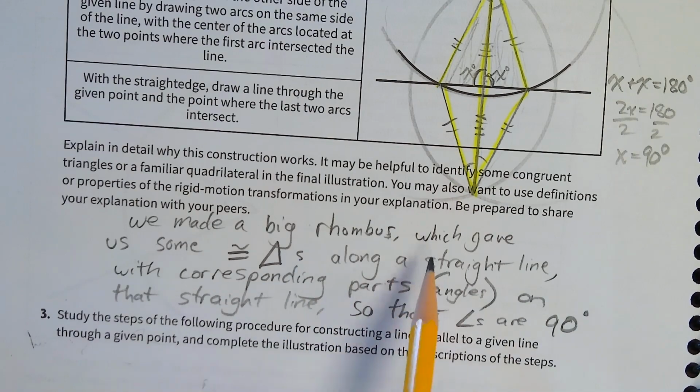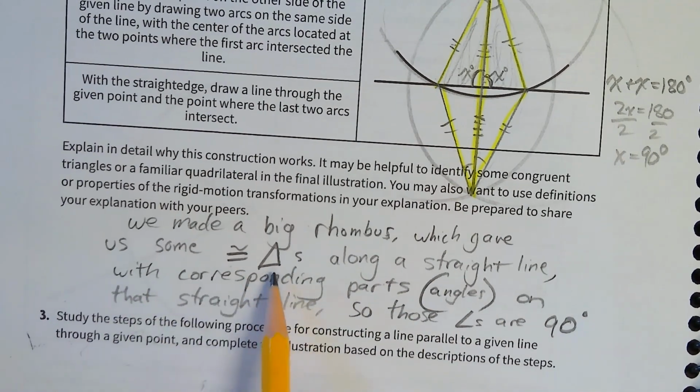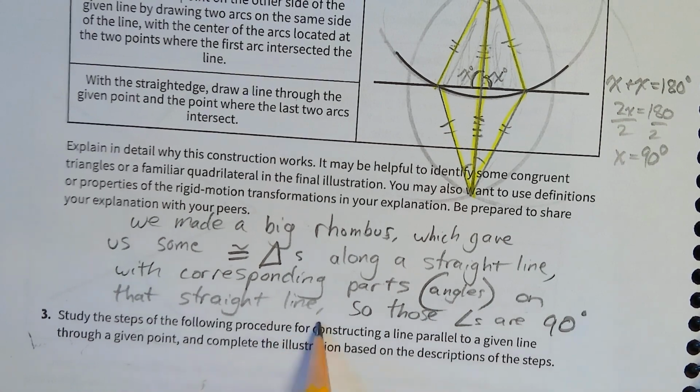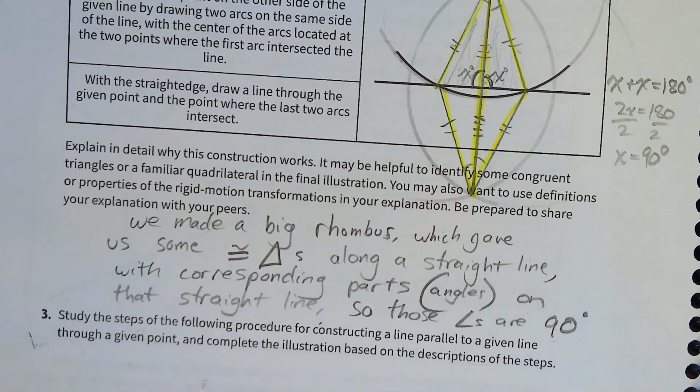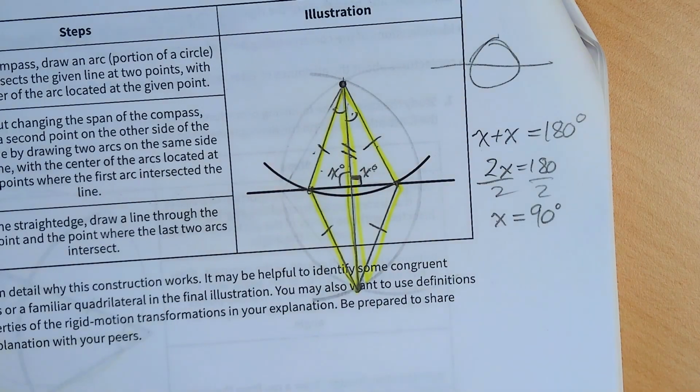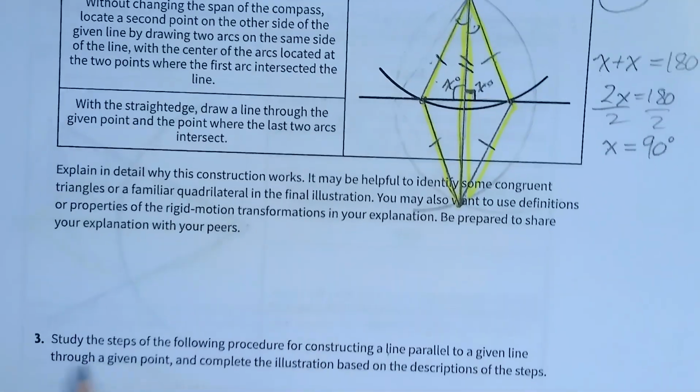We made a big rhombus, which gave us some congruent triangles along a straight line with corresponding parts, the angles, on that straight line. So those angles are 90, because they have to add up to 180. Pause and reflect. Study the next one, last one.